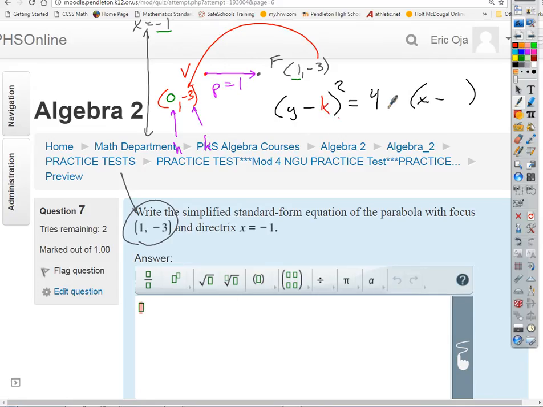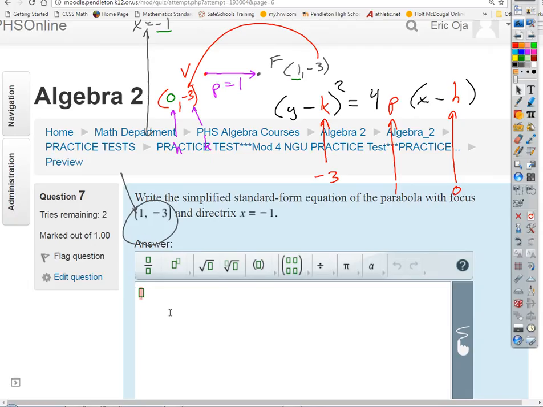Y minus k squared equals 4p times x minus h, and I'm just plugging in. For k, I'm plugging in -3. For p, I'm plugging in 1. And for h, I'm plugging in 0, right? So how would I write this then? Tell me what to type.